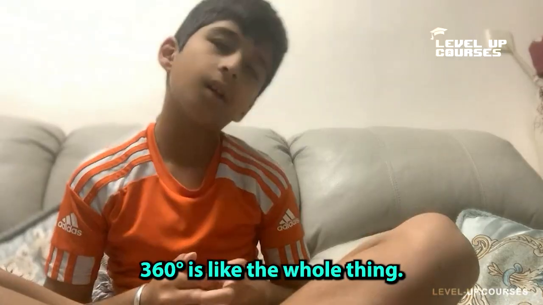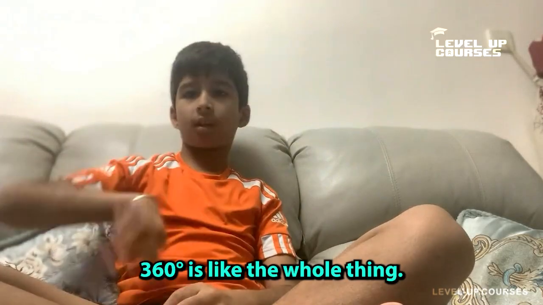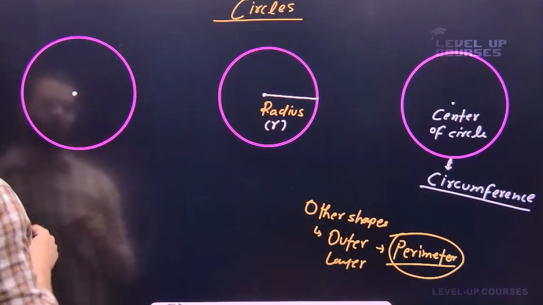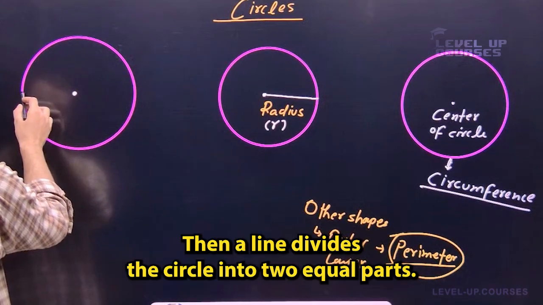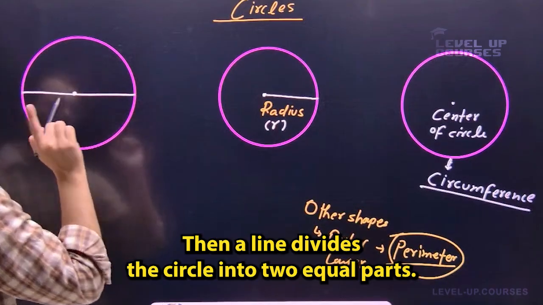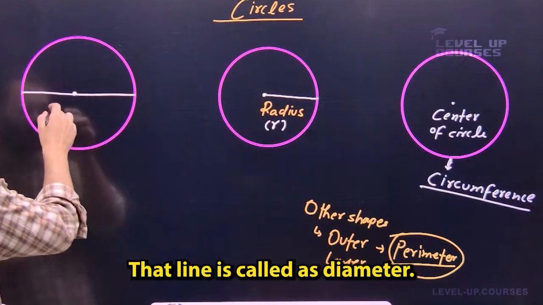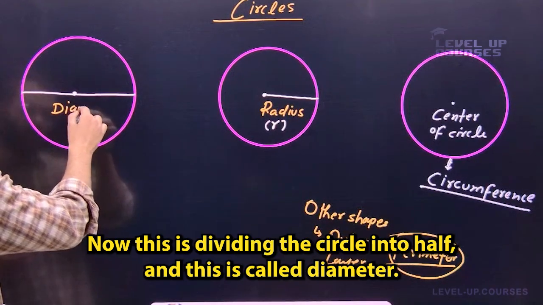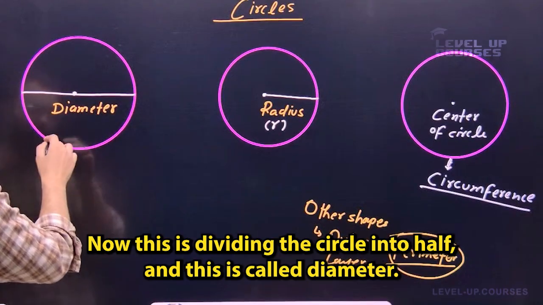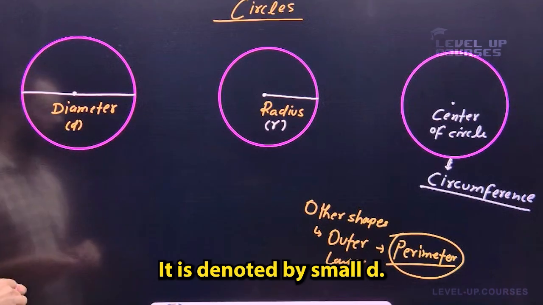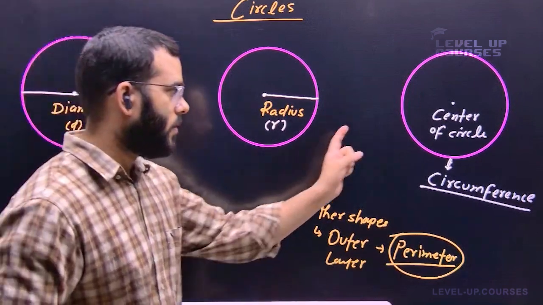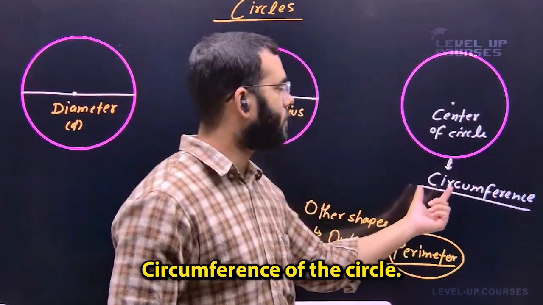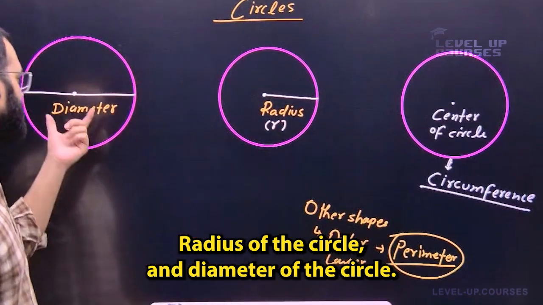360 is like the whole thing, and 180 is half. Exactly. But this is not the half, by the way. Half is this. When a line divides the circle into two equal parts, that line is called diameter. It is denoted by small d. So three important things: circumference of the circle, radius of the circle, and diameter of the circle.